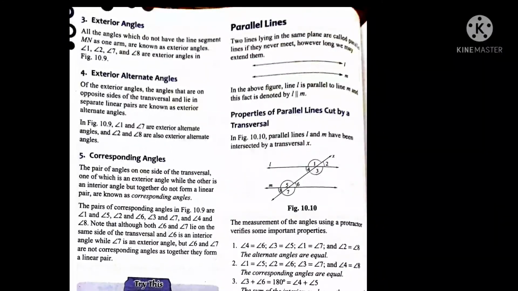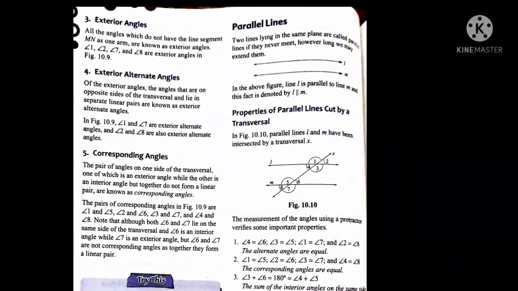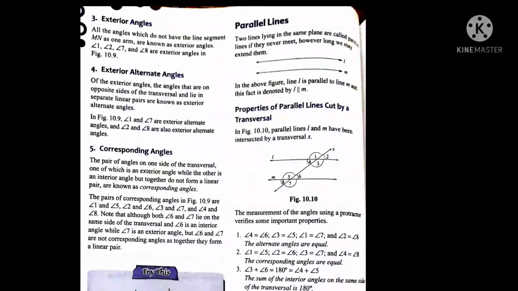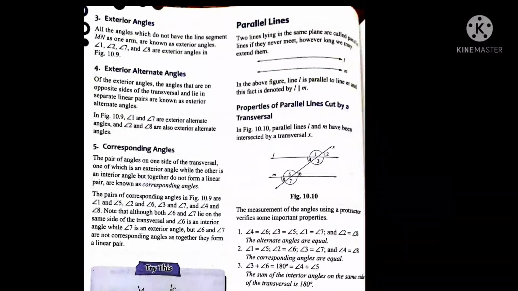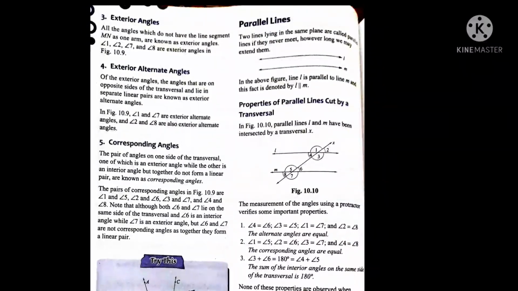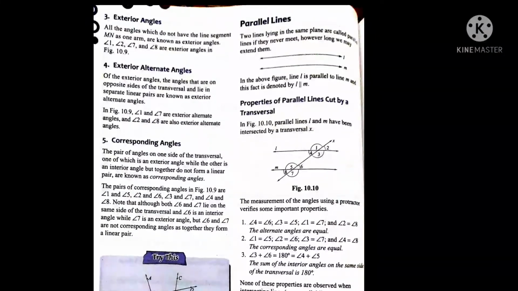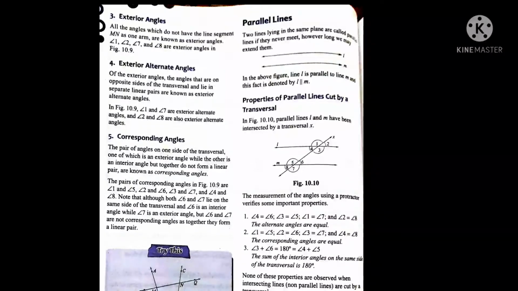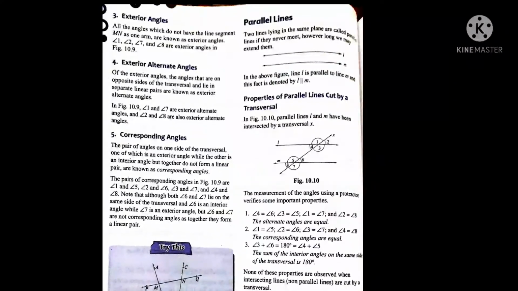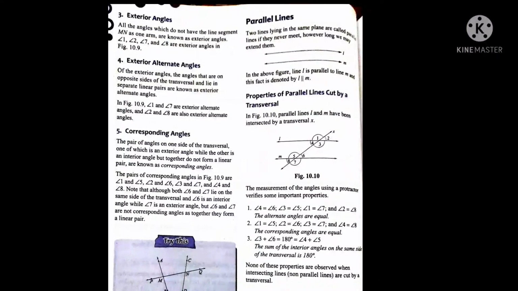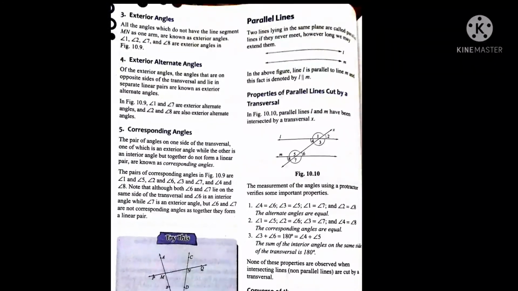So angle 1 will be equal to angle 7, that is alternate exterior angles. Angle 2 is equal to angle 8, again alternate exterior angles. Then angle 3 is equal to angle 5 and angle 4 is equal to angle 6, those are alternate interior angles. Similarly, in the second property, corresponding angles are equal. So what are corresponding angles? Angles on the same side of the transversal. One will be interior and one will be exterior.